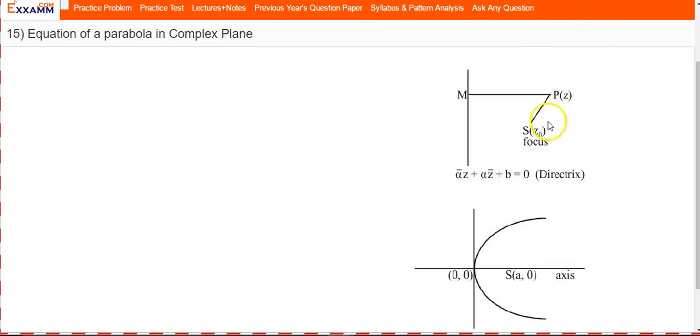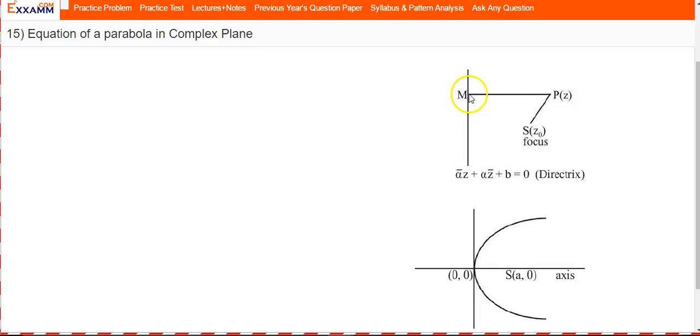Now, in case of parabola, suppose we are given the equation of a directrix a alpha bar z plus alpha z bar plus b is equal to 0, that is this line, and coordinate of focus are also given as z0, and we have to find the locus of a point P with coordinate z which moves in such a way that its distance from this focus and this line is always equal. That is as per the definition of parabola. So what would it mean? That PS, that is modulus of z minus z0, is equal to PM.